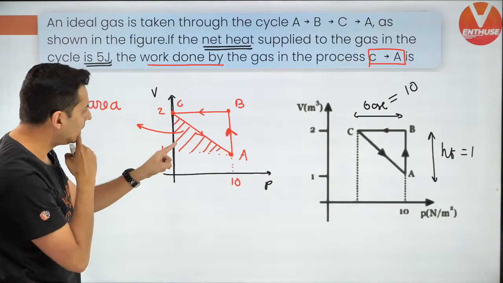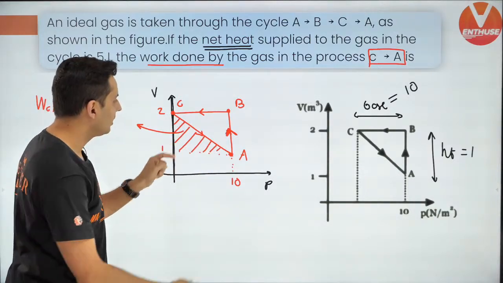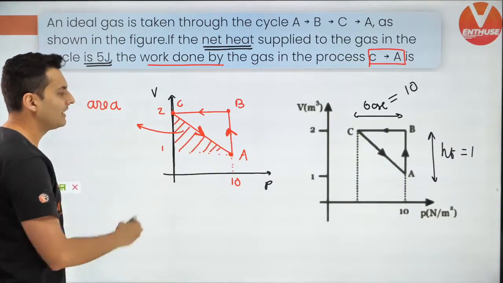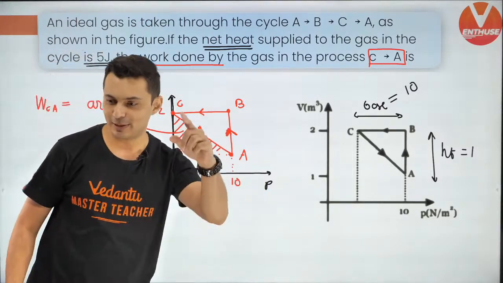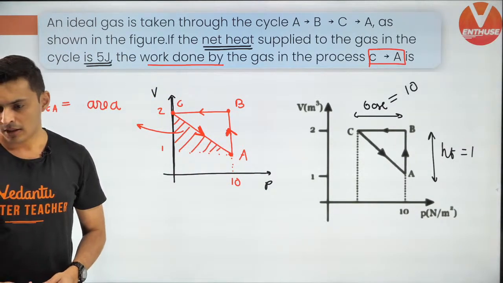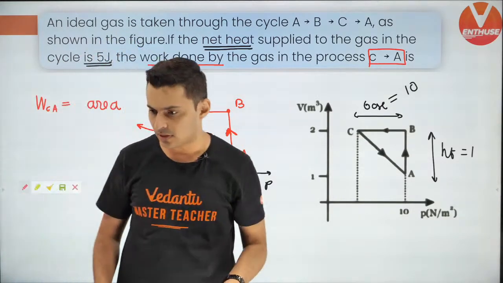But hold on. Is that area going to be positive or negative? Look at the arrow marks. Is the volume increasing or is it decreasing? Come on guys, please tell me. Is the area increasing or decreasing?